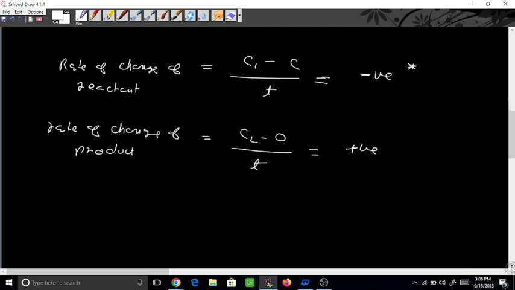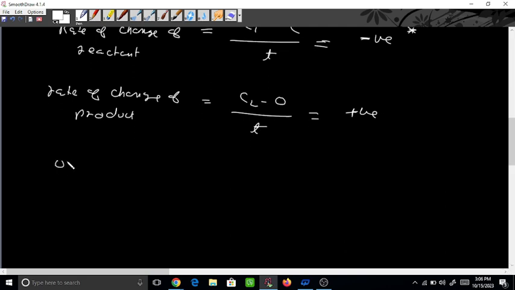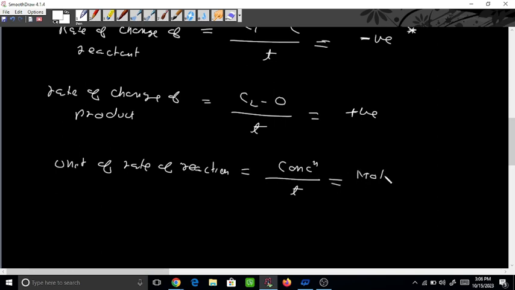So if we want to write the unit of rate of reaction, it is concentration divided by time. So the unit of concentration is what? Moles per liter, you remember, moles per liter, and time you can take in seconds, so per second. Dimension analysis we do like this only. So the unit of rate of reaction will be this one, remember this part, okay.